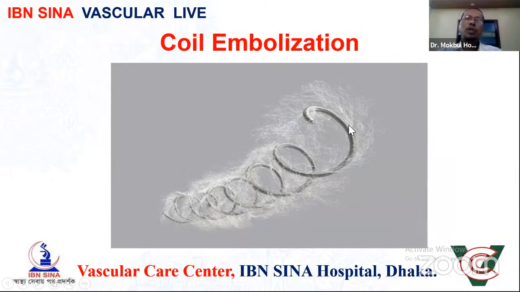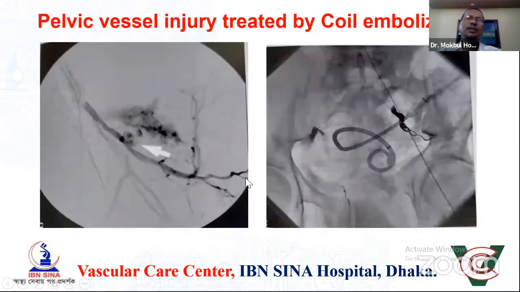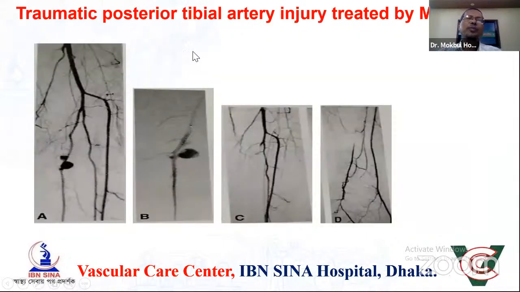option is coil embolization. Different coils are available in the market. To occlude the artery, this coil is utilized, and the pelvic vessel injury is treated by coil. This is a book picture, nothing else. The traumatic posterolateral artery was also injured and treated by microcoil. This is also a book picture.